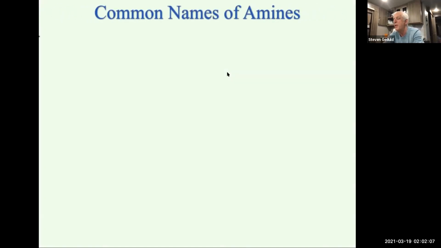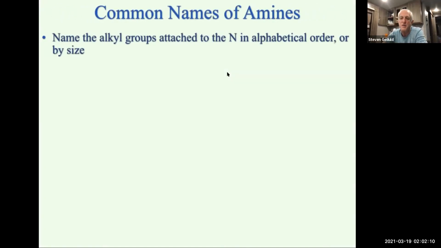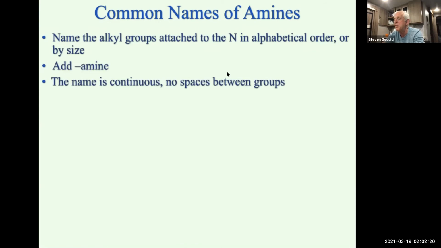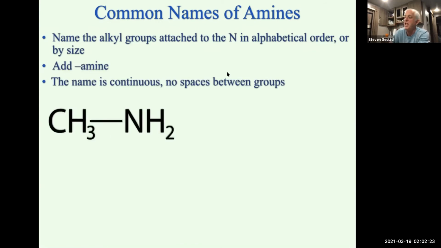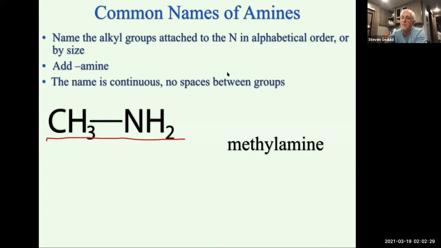So that was your systematic name, your IUPAC name. You can also use common names. The groups are named in alphabetical order or by size, and we add the word amine. The name is continuous, with no space between the groups. So with CH3NH2, remember that was methylamine, or the IUPAC name we did was methanamine. We dropped the E and added amine.